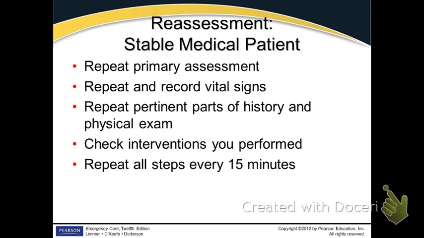So compare the two. You have a stable medical patient. Just make sure you always repeat your primary assessment. That's easy. You talk to your patient, right? You check a radial pulse every once in a while. You repeat those. Repeat your vital signs. Look at the vital signs. As we will learn in shock, your blood pressure is not a good indicator of shock. It's the last indicator. So you look at the rate.